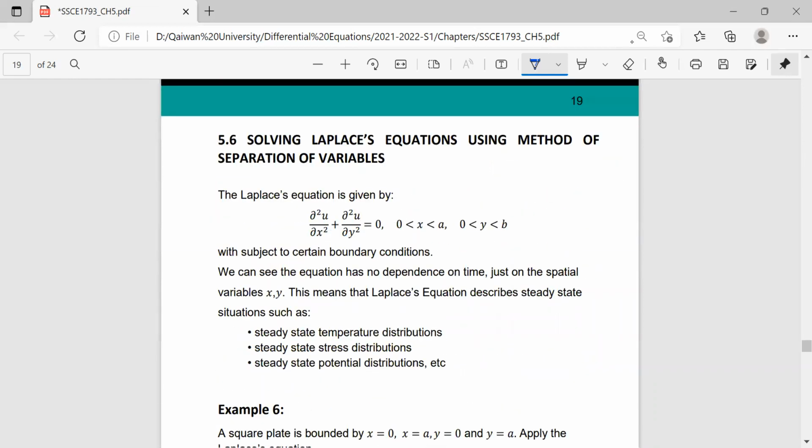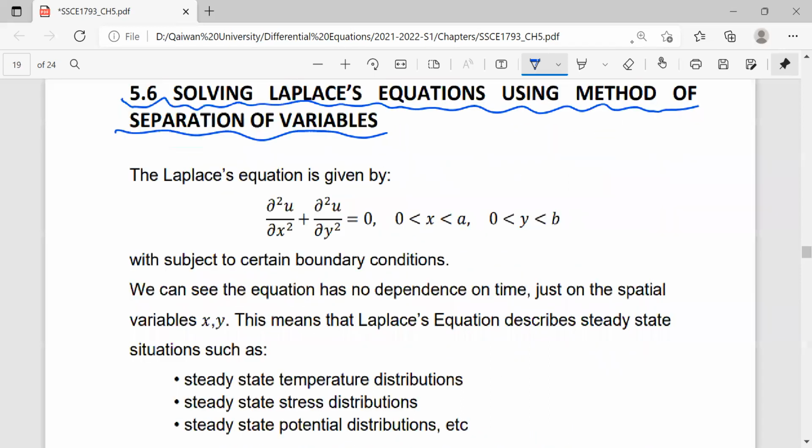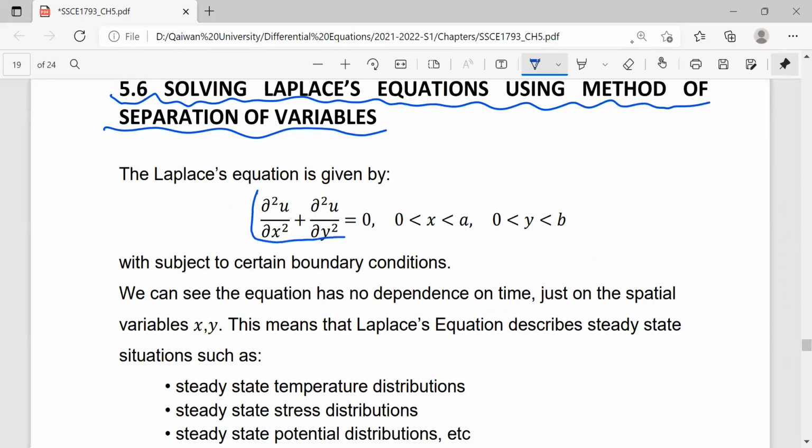And we now move to solving the Laplace equation by using the method of separation of variables. It's similar to the above one. Here, only the equations are changed. We have the partial squared u by partial x squared plus partial squared u by partial y squared equals 0. This is the Laplace equation. X here is from 0 to a, and y is from 0 to b.